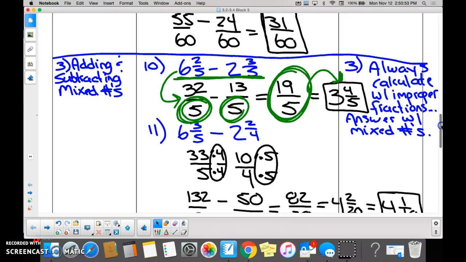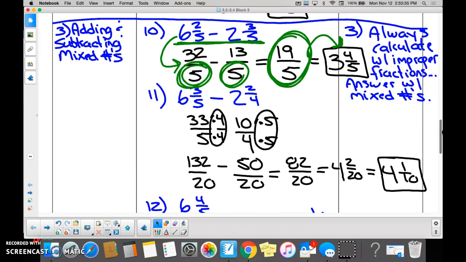Okay, number 11 then. When you look at the denominators, they're different. However, are we looking at the denominators first, or are we converting into impropers? Okay, I'm not getting everyone. I see some of you not looking up here. Convert into impropers and then light up the denominators. When you light up the denominators, you got 5 and 4. Are they the same? No. So therefore, you have to get a common denominator, or a common multiple, whatever you want to call it.